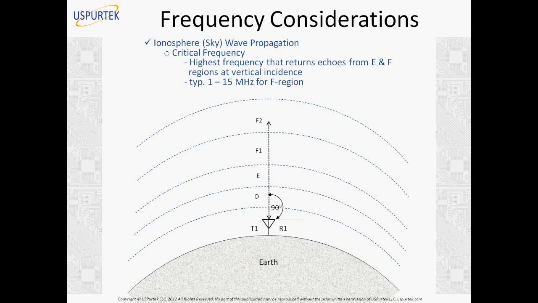So critical frequency is the highest frequency that returns echoes from the E and F regions at vertical incidence. So typically it will be between 1 to 15 megahertz for the F region.